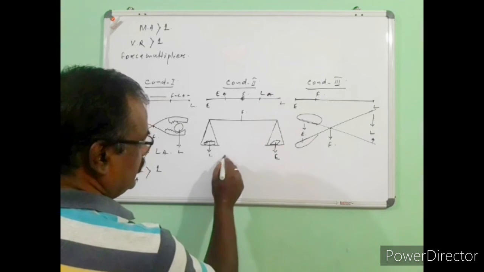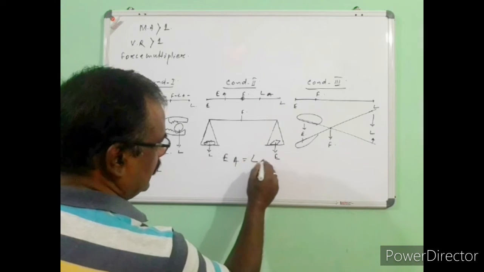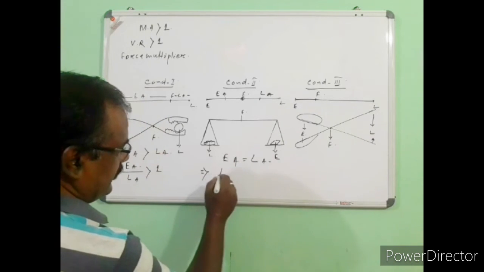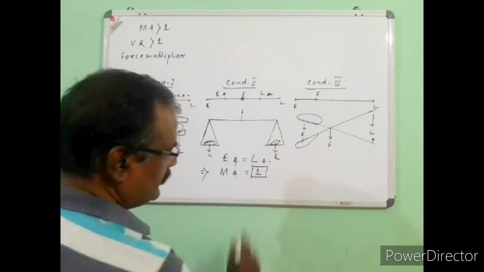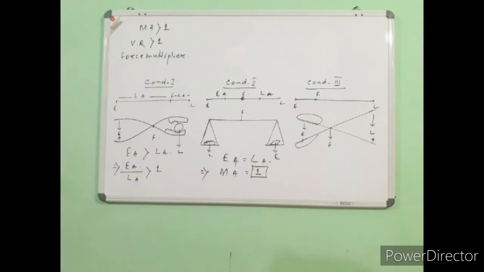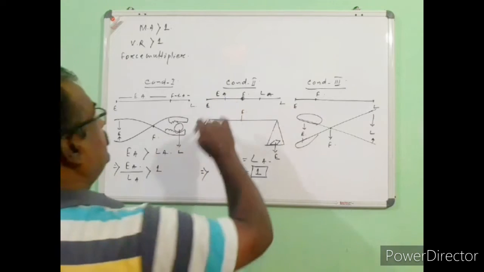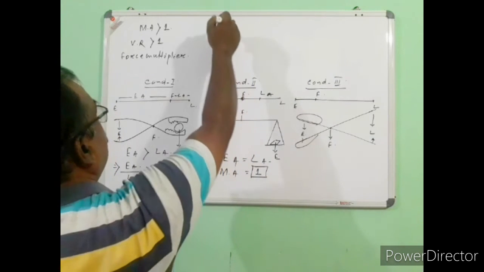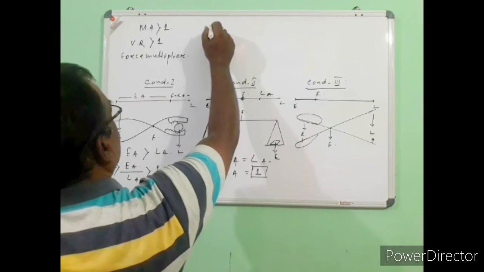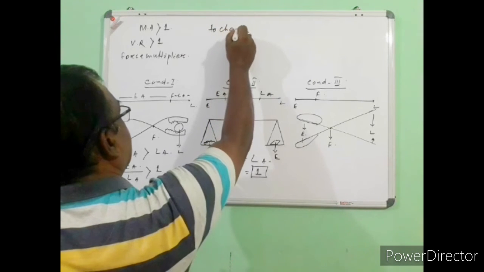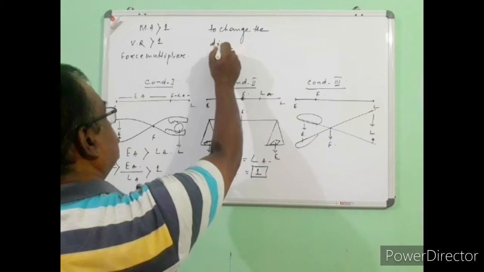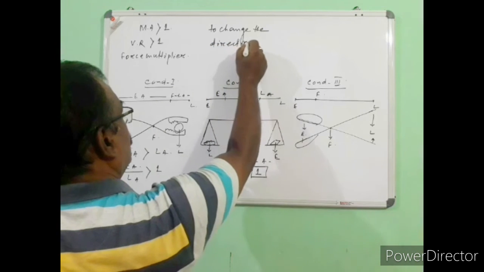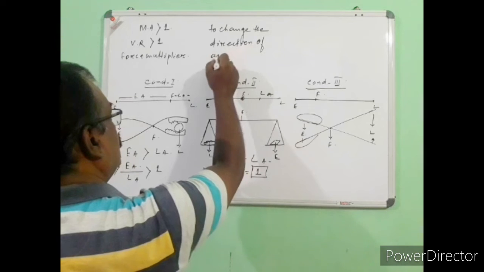Now similarly in the second case, where effort arm and load arm are both equal, here effort arm is equal to load arm, or in other words mechanical advantage is exactly equal to 1. So since the mechanical advantage is equal to 1, in such cases we can say that this type of class 1 lever can be used to change the direction of the applied force or effort.